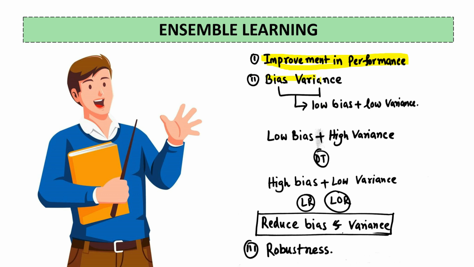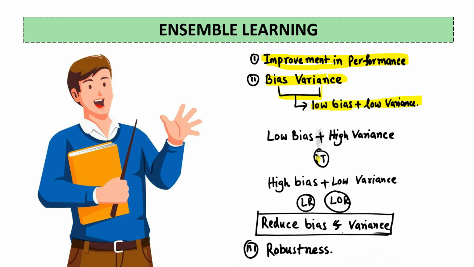The second one is bias and variance. So what is bias and what is variance? Bias is nothing but the training data, and variance is nothing but the testing data, I mean unseen data. Our motive in traditional machine learning is to make a low bias and low variance model. Low bias means it works perfectly on the training data, and also it works perfectly on the unseen or test data. That's why it's called low bias and low variance.